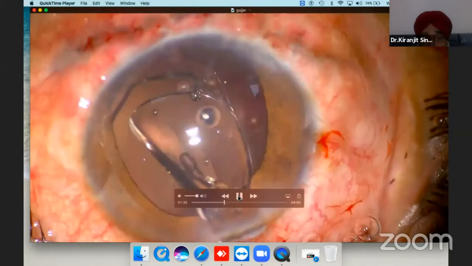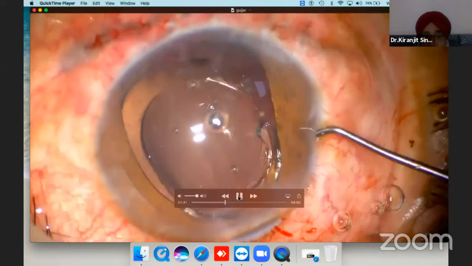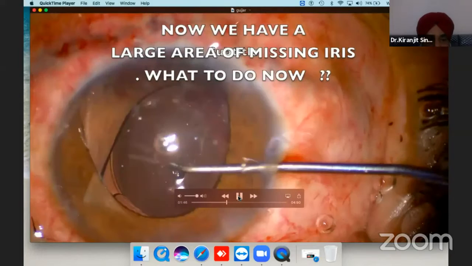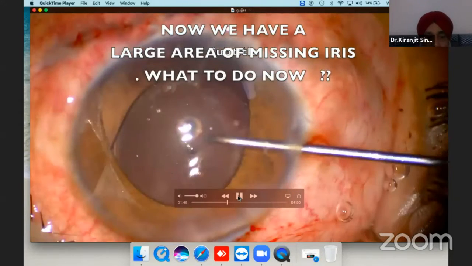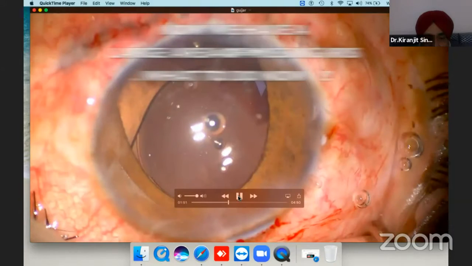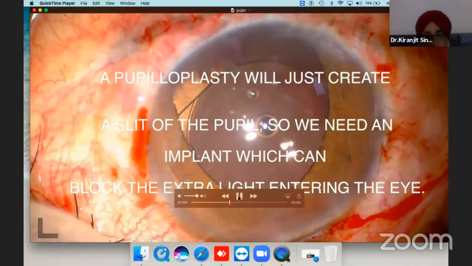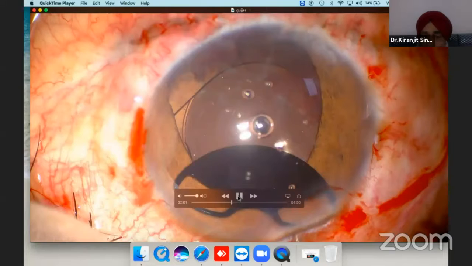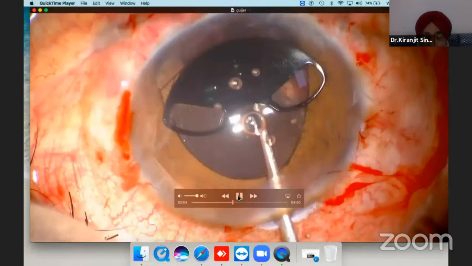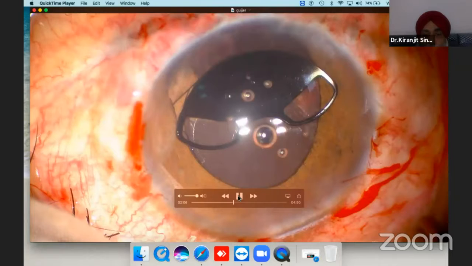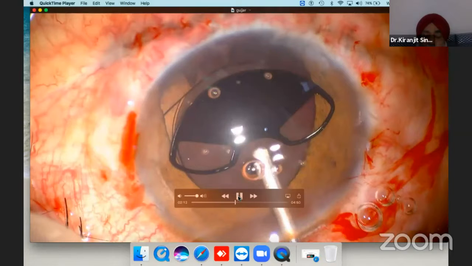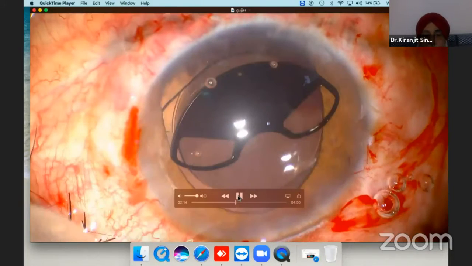And what to do about the defect? The patient is going to have a lot of photophobia because of the missing iris. I have so many examples with me where the photophobia can actually cause amblyopia, or it can cause ptosis also. Pupiloplasty, which is in fashion these days, just makes the pupil a slit, which actually blocks the extra light coming in, and then we'll have to cut the iris segment with a protractor, as a platform of iris claw lens.